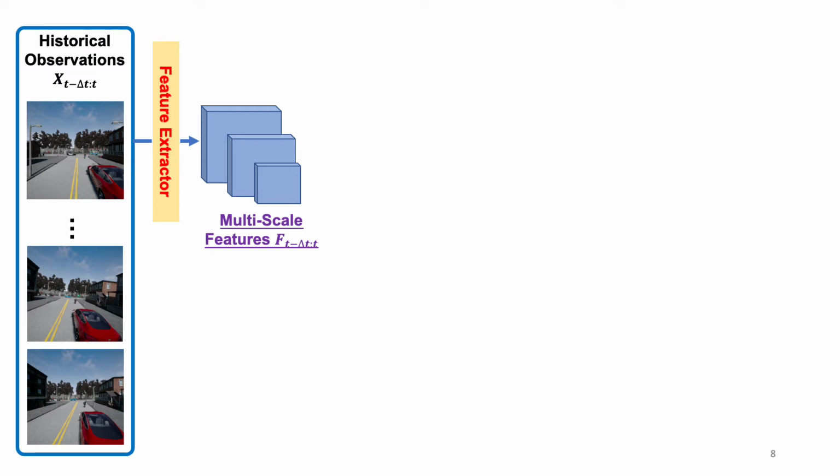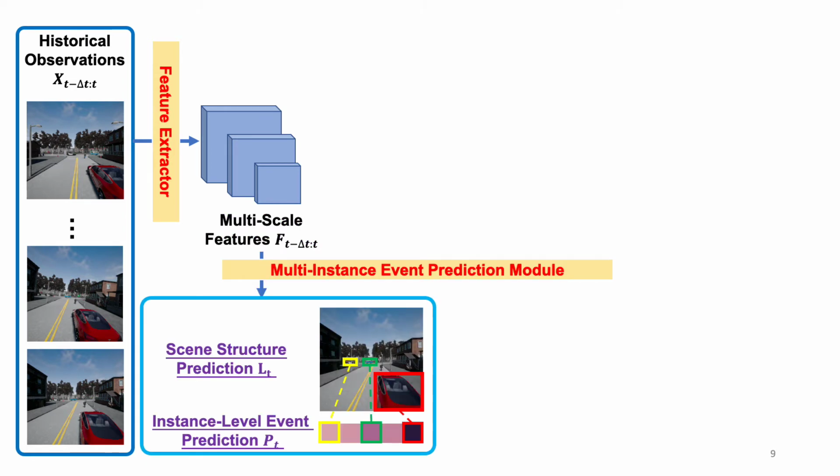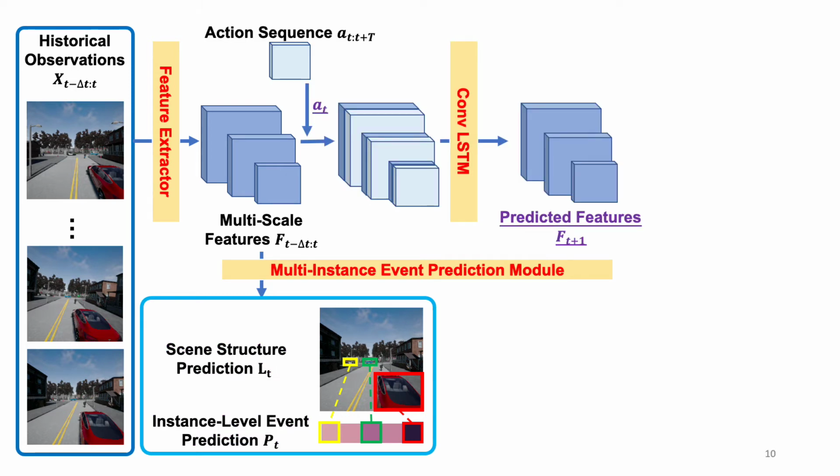Okay, now we show the overview of the dynamics model used for forecasting. We input a sequence of historical observations from the current step back to delta t frames ago. A deep feature extractor gets multi-scale features from them. Then, a multi-instance event prediction module does detection and instance-level event prediction on this frame. Next, by combining with a sampled action sequence of the ego vehicle, the features are used in a convolutional LSTM module to generate the features for the next step.